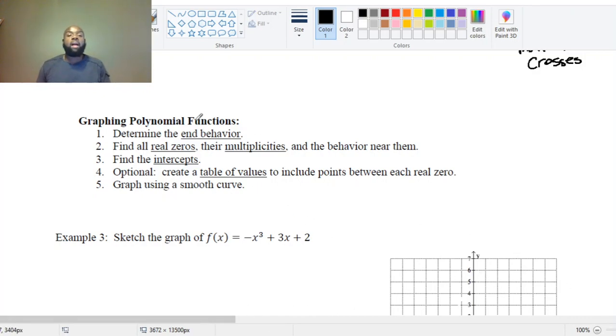All right, graphing polynomial functions. So that's all we're going to do to determine how to graph our polynomial functions. We're going to start by finding the end behavior. We're going to find all of the zeros, their multiplicities, and the behavior near them. We're going to find our intercepts. And in fact, since our real zeros are our intercepts, we're only going to find our y-intercept because we already have our x-intercepts if we find our real zeros. You can do a table of values, but we're going to skip that step, and I'll show you how we can graph without doing a table of values. And then we're going to graph a smooth continuous curve.